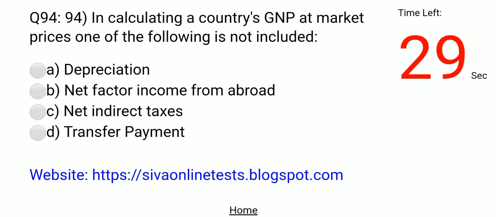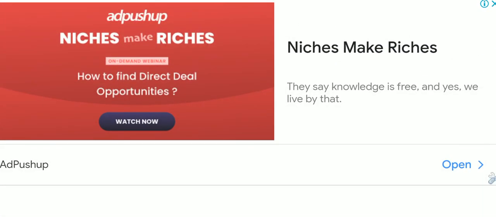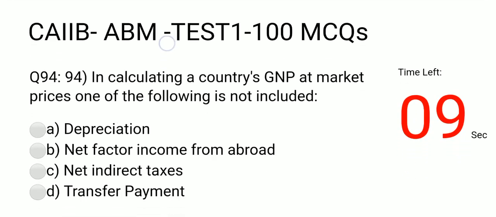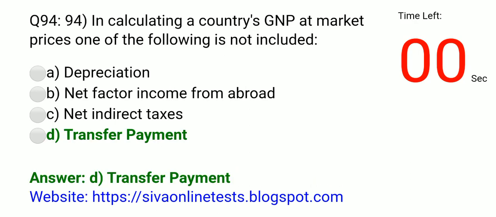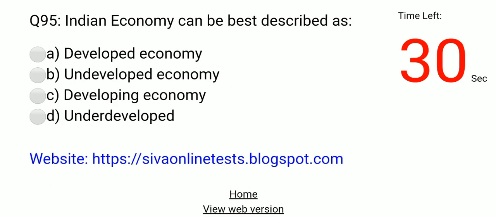Question 94. In calculating a country's GNP at market prices, one of the following is not included. Options. A. Depreciation. B. Net factor income from abroad. C. Net indirect taxes. D. Transfer payment. Answer. D. Transfer payment.